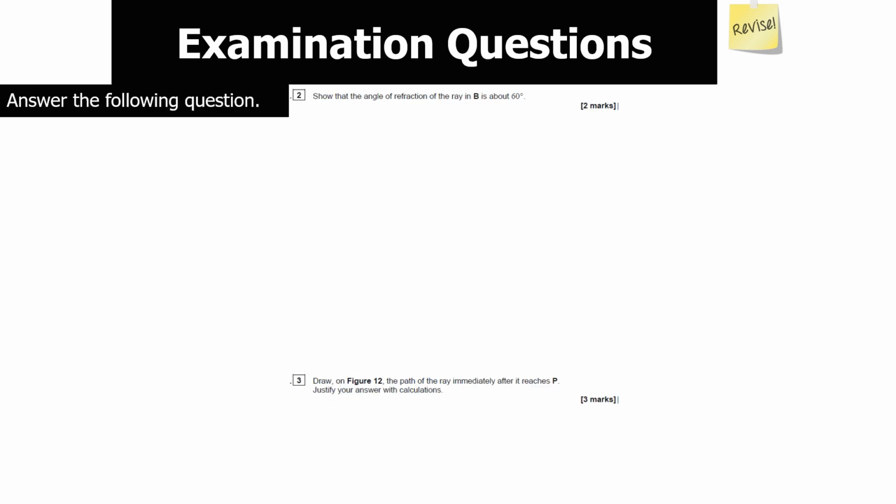The next question says, show that the angle of refraction in B is about 60 degrees, and draw on figure 12 the path of the ray immediately after it reaches P and justify your answer with calculations. So pause the video now, then unpause the video when you want to go through your answer.